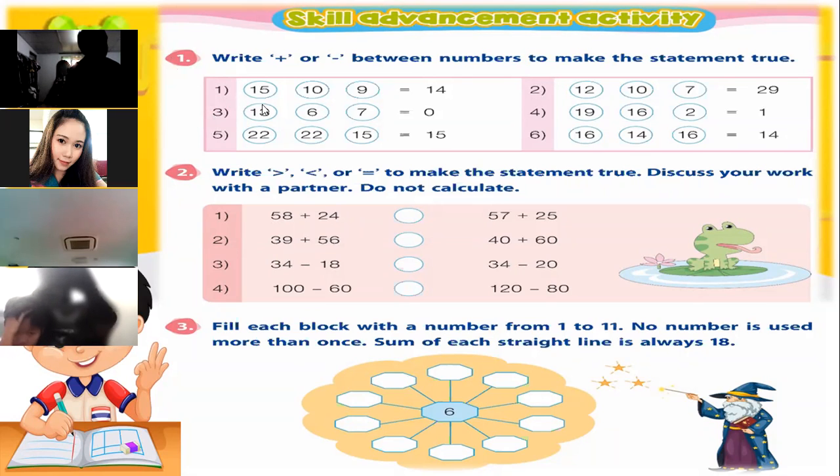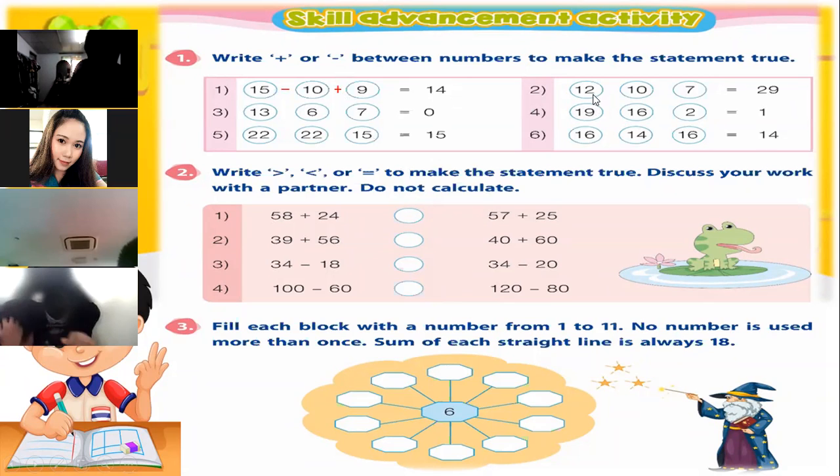Okay, students. Now, question number 1. We have the numbers 15, 10, and 9, and it is equal to 14. So where are we going to put plus or minus? Minus. We will use 15 minus 10 plus 9. Exactly, 15 minus 10 is equal to 5, and then plus 9 is equal to 14. That is the correct answer, right?